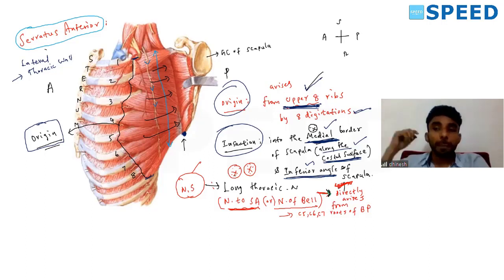What about the nerve supply of the serratus anterior muscle? It is supplied by the long thoracic nerve, which is also called the nerve to serratus anterior or nerve of Bell. What is the root value of the long thoracic nerve? The root value is C5, C6, C7. What is the peculiarity of the long thoracic nerve? It arises directly from the roots of the brachial plexus, C5, C6 and C7.